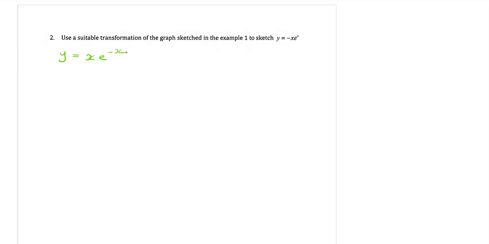What substitution would I do to get to there? I would be replacing x with negative x. And when you do that, you get y equals negative x e to the positive x. Okay, so replacing an x with a negative x does what? It reflects it over the y-axis. So what happens is my graph has been reflected in the y-axis. So now we can draw that.